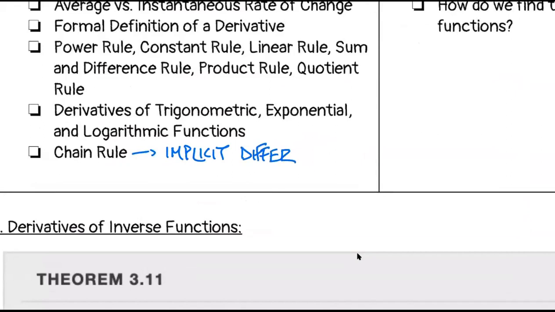And just as a quick summary, can someone explain to me how we know when we need to use implicit differentiation? Like, what are some clues that we might look for in a problem if we're trying to find a derivative?